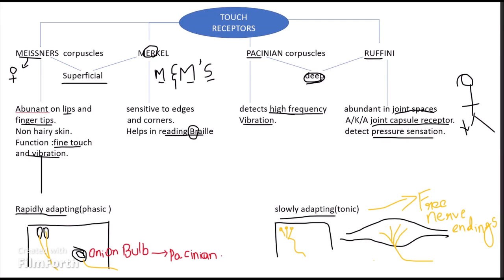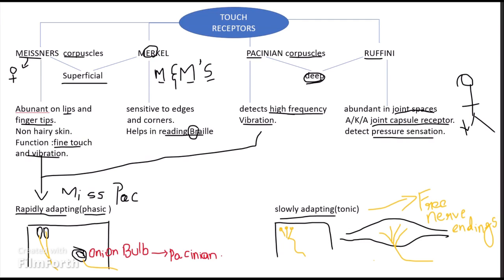Okay. Now coming to their mechanism of action. Meissner's and Pacinian, these both are rapidly adapting. They are known as phasic receptors. You can also remember it as corpuscles. The word corpuscles is there in these two receptors, so they are rapidly adapting. But sometimes the examiner gives Merkel's free endings also as corpuscles. So better to remember as Mispack or something. Mispack is rapidly adapting.